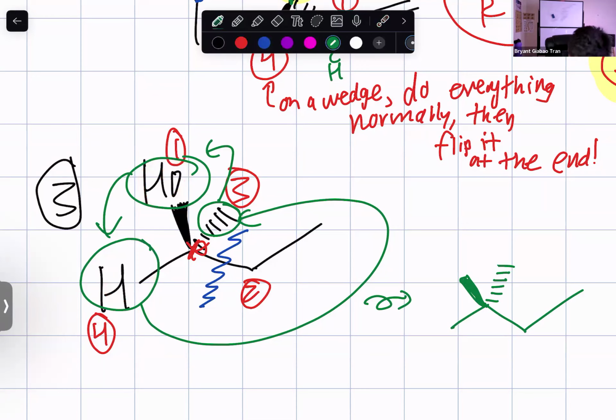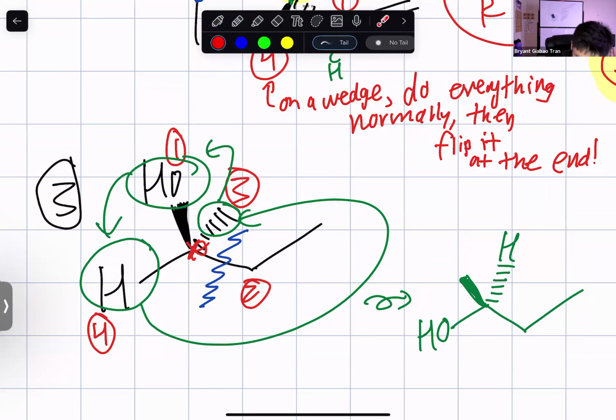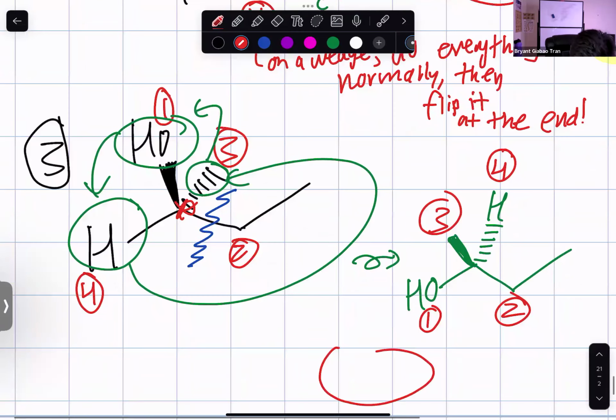The things that are rotating are the groups on those bonds. The dash is now the hydrogen. The wedge is now the methyl. And then the flat bond is now the alcohol, right? Now we can do everything normally. This is now back at scenario number 1, where the lowest priority group is on the backside. So 1, 2, 3, 4. Going this way is S.